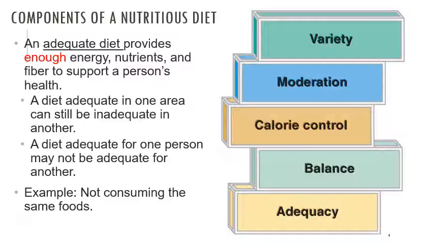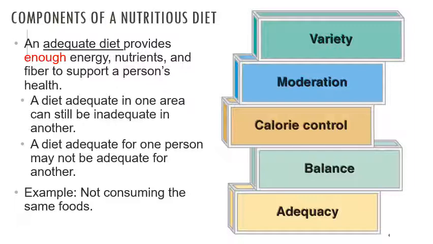An adequate diet provides enough energy, nutrients, and fiber to support a person's health. So you need to eat enough of a certain amount of foods to keep you healthy. A diet adequate in one area can still be inadequate in another. Let's just say you eat everything, but you don't drink milk. So you might be lacking calcium if you don't consume leafy green vegetables, tofu, and other calcium-rich foods.